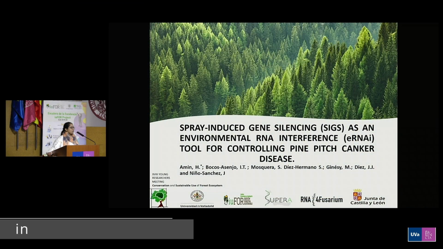I'm going to talk on a topic which is spray-induced gene silencing. Spray-induced gene silencing as an environmental RNA interference for controlling pine pitch canker.